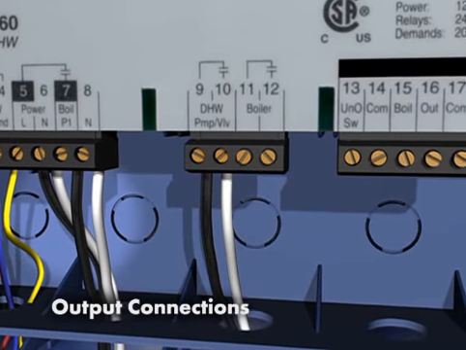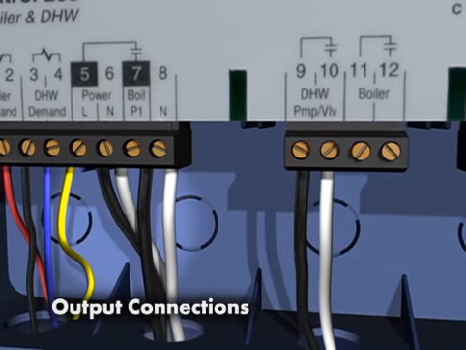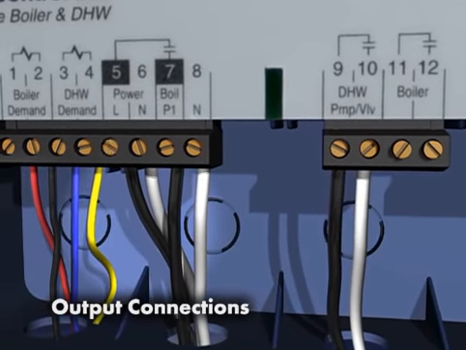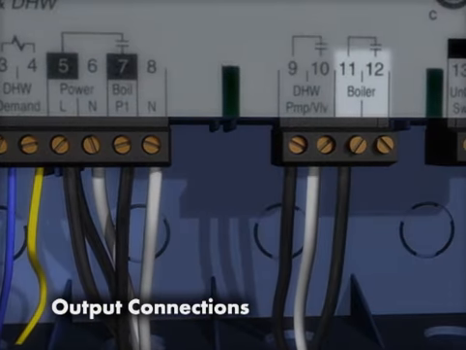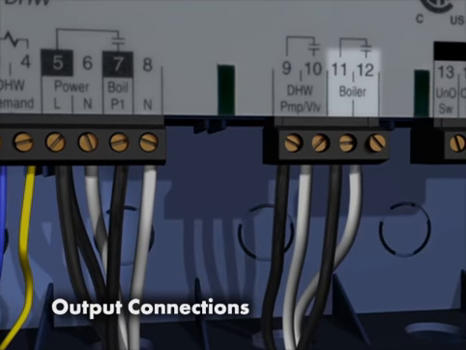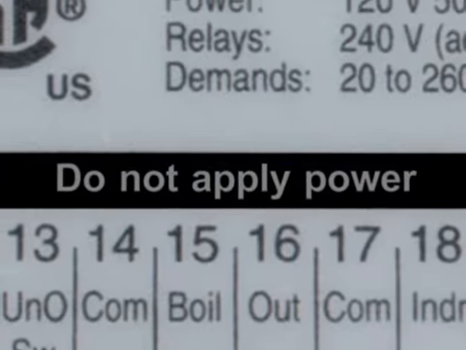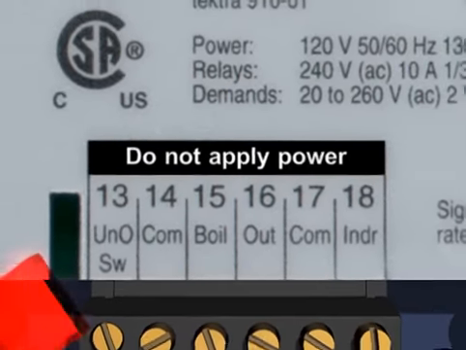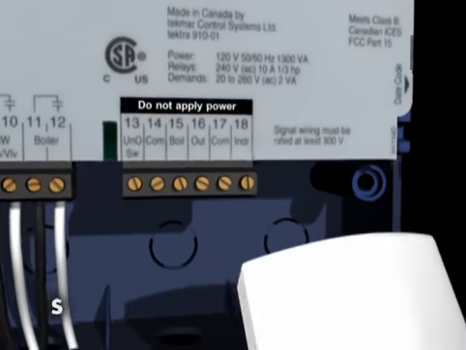Terminals 11 and 12 are used as a switch to make or break power to the burner. We'll apply 120 VAC from terminal 5 to terminal 11, which sends 120 VAC to terminal 12 to power the burner. Note, do not apply power to any of the sensor terminals, as this will damage the control.